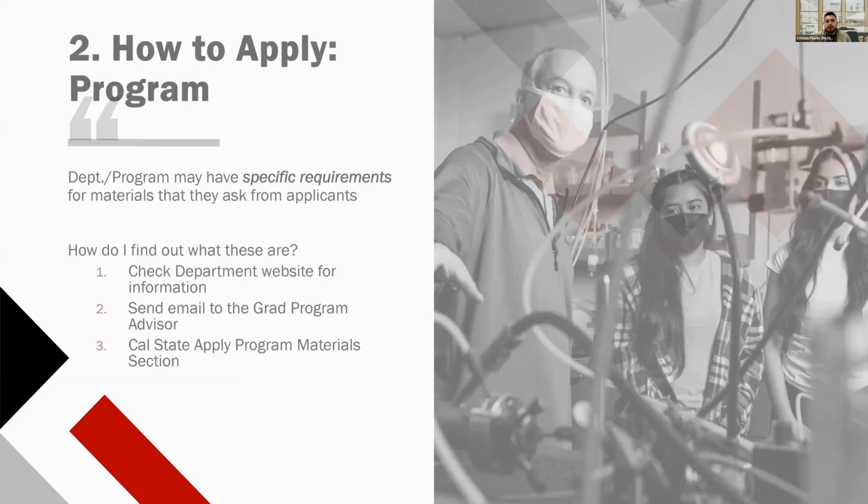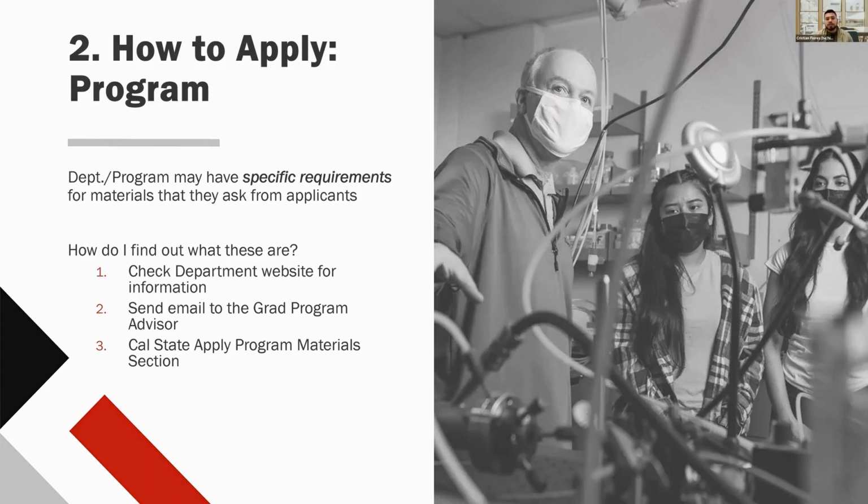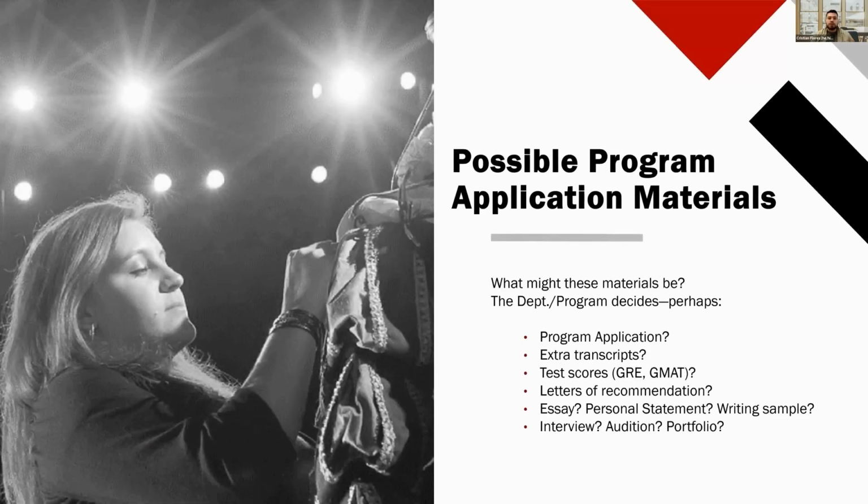Then, of course, you have to ask yourself, what are the specific requirements for my program? The way you can check those is by checking the department website. You can also meet with an advisor from the program or with myself, or you can check the Cal State Apply program materials section, and I'll show you all how to check that because it does break it down for you. Those are some ways that you can get an overview of what those are, but here are some examples of what those requirements might entail.